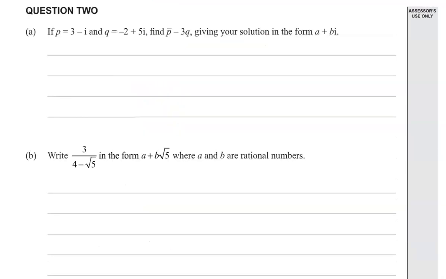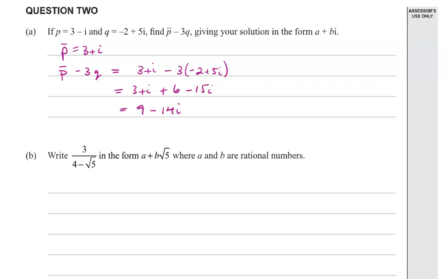Question 2a is a nice straightforward one, which can even be done on your graphics calculator if you know how to input things well on there. So first of all, p with that bar means it's the conjugate, so we have 3 plus i for the conjugate of p. Now work out what that would be if we minus 3 lots of q off of it. So we're just putting that into the equation, working that through, simplifying to get 9 minus 14i.